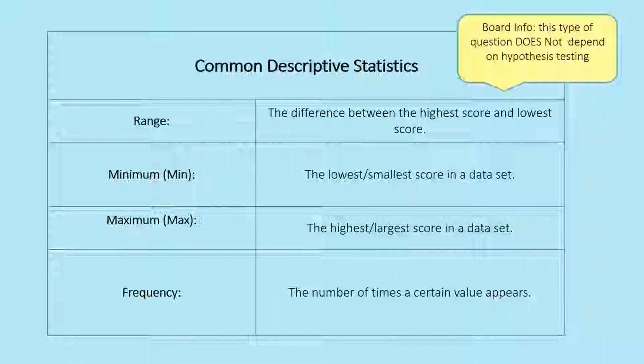So let's take a look at some common descriptive statistics. When we look at range, we are looking at the difference between the highest score and the lowest score. Minimum is the lowest score in the data set, maximum is the highest score in the data set. And frequency is the number of times a certain value will appear.